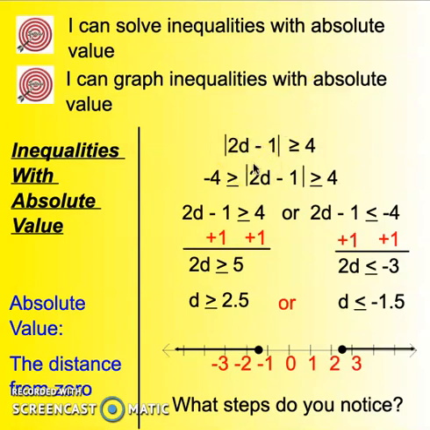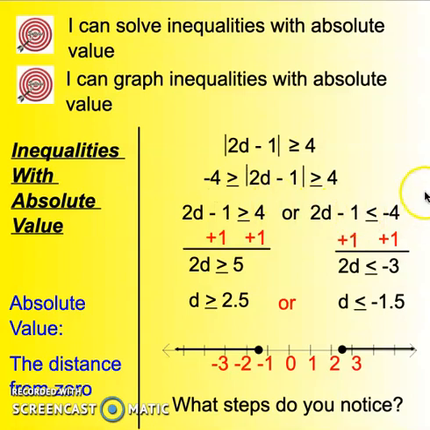Now, with absolute value, remember, when we worked with absolute value in the past, we had two solutions because we had to take into consideration that positive 4 is 4 spaces from 0, as well as negative 4 is 4 spaces from 0. So we had to take into consideration that there would be two possible solutions. Well, with inequalities, we're going to actually come up with two possible inequalities that will determine our solutions.